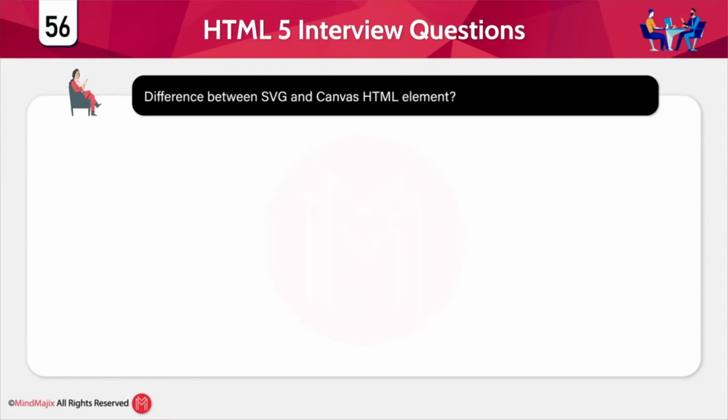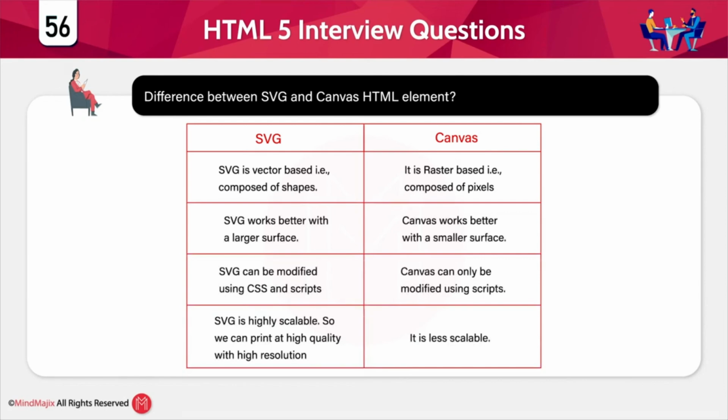SVG and canvas, we have already discussed. SVG is vector based, composed of shapes, whereas canvas is raster based, composed of pixels. SVG works better with large surfaces, and canvas works better with small surfaces. SVG can be modified using CSS and scripts. Canvas can only be modified using scripts, that's why we use JavaScript here. SVG is highly scalable, but canvas is less scalable. Those are all the differences.